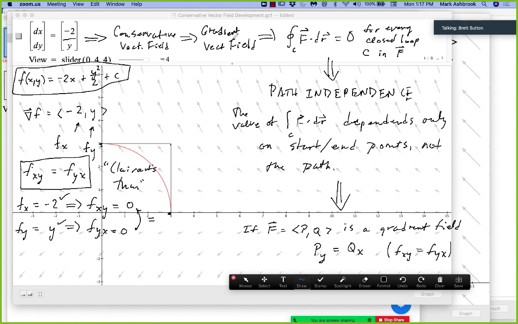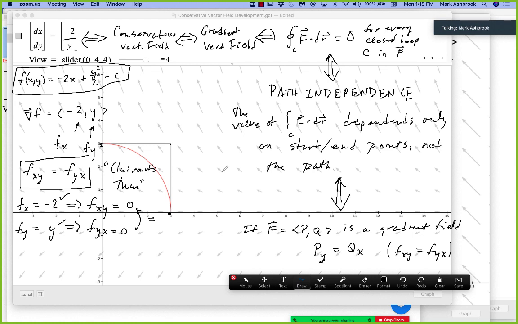I'm just wondering, are there other types of conservative vector fields that are not gradient fields? No, this is the point. These arrows go both ways, not just one way. If it's a gradient field, it's conservative. If it's a conservative vector field, it's the gradient of some potential function.